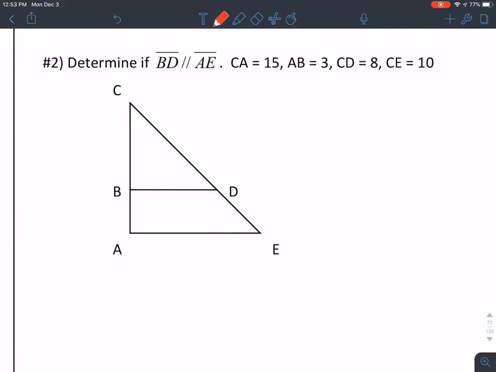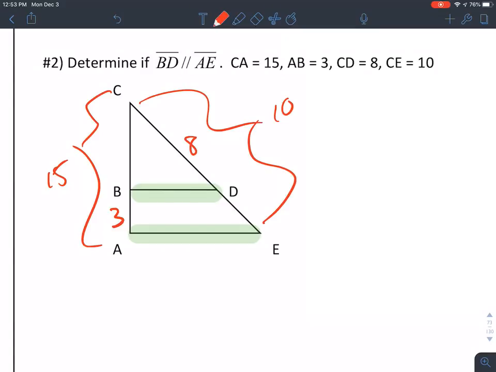Number two, determine if BD, that's this segment, is parallel to segment AE. Well, for those to be parallel, it must cut off this segment and this segment proportionally. Let's see what information we're given. CA is 15. AB is 3. CD is 8. CE is 10. Using the segment addition postulate and no work, we can conclude that this here has to be 12, because 12 plus 3 is 15. In a similar sense, we know this is 2, because 8 plus 2 is going to give us 10.